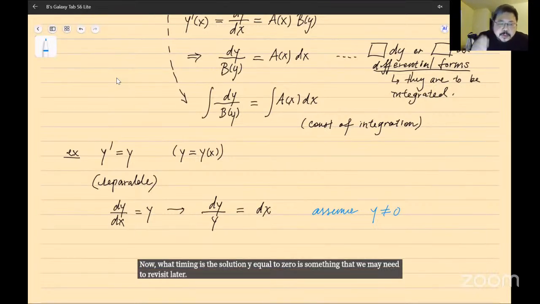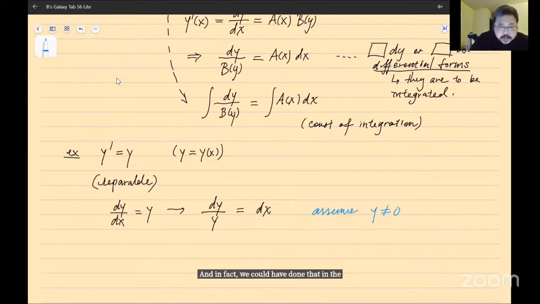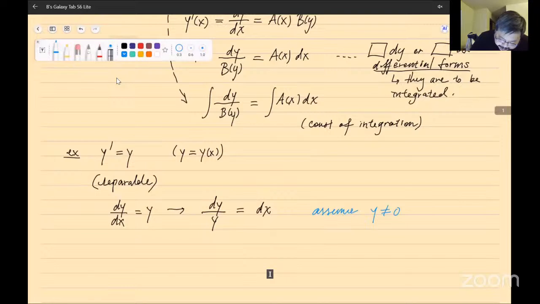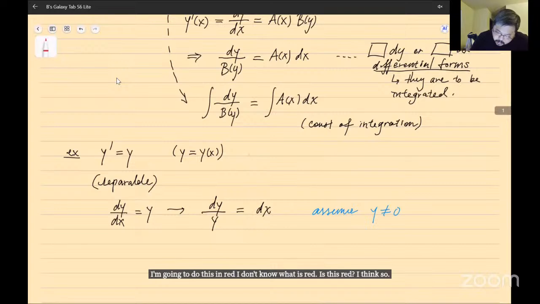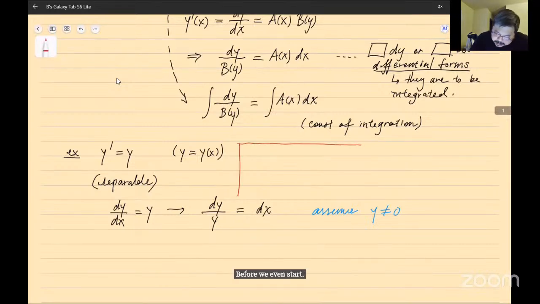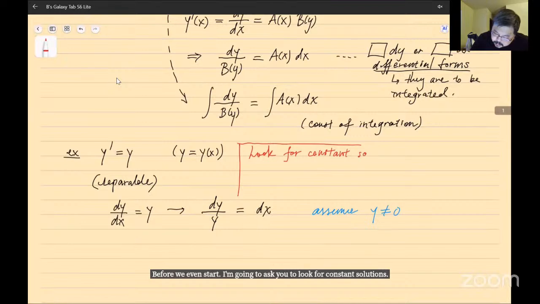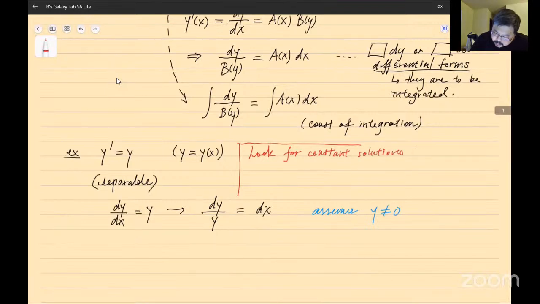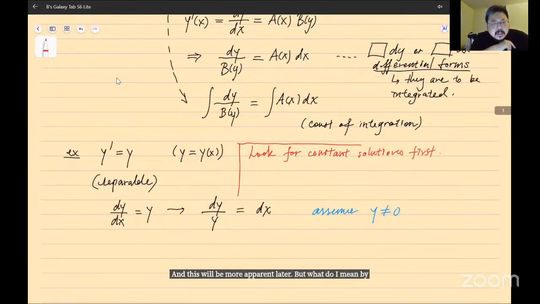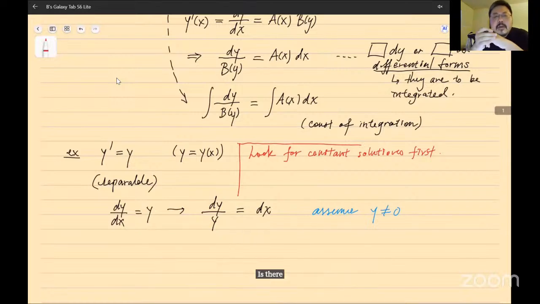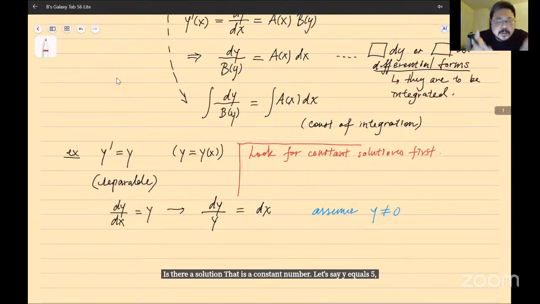In fact, we could have done that in the beginning. Before we even start, I'm going to ask you to look for constant solutions, in red. This will be more apparent later. But what do I mean by a constant solution? Is there a solution that is a constant number, let's say y equals 5, for example, that is a solution to this differential equation?